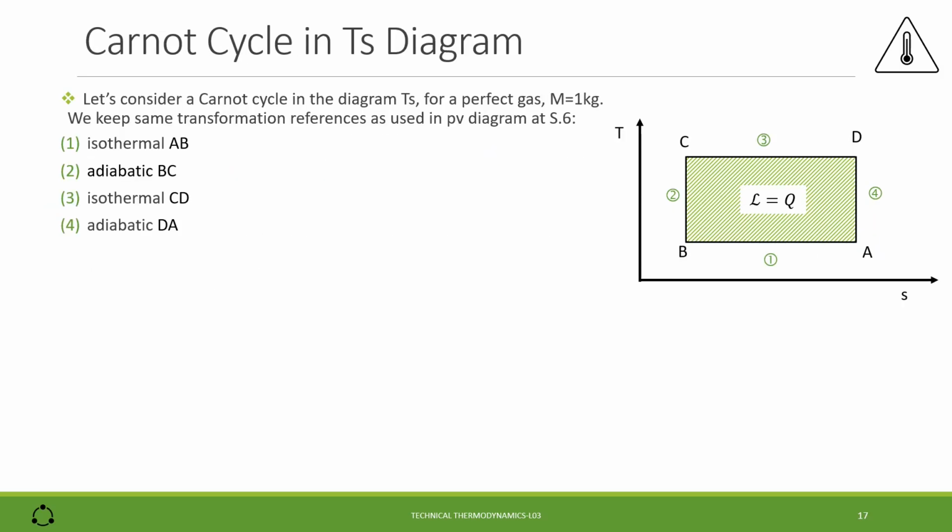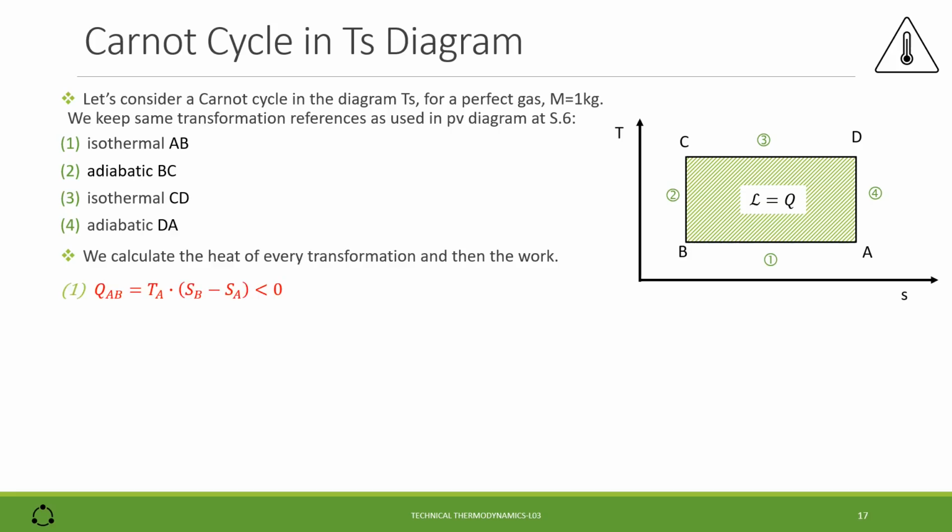Let's see a Carnot cycle in the TS diagram, and we consider, always for a perfect gas and unitary mass, the same transformation references used in the PV diagram at slide number 6 in the previous presentation. Transformation 1 is the isothermal AB, transformation 2 adiabatic BC, transformation 3 isothermal CD, transformation 4 adiabatic DA. And we'll calculate now the heat of every transformation and then the work.